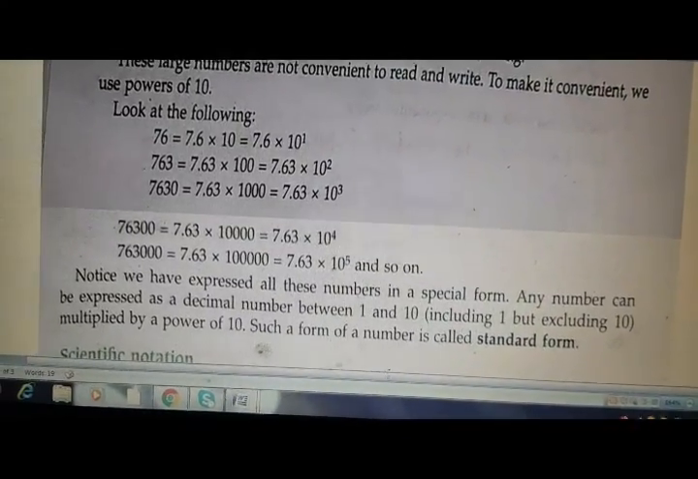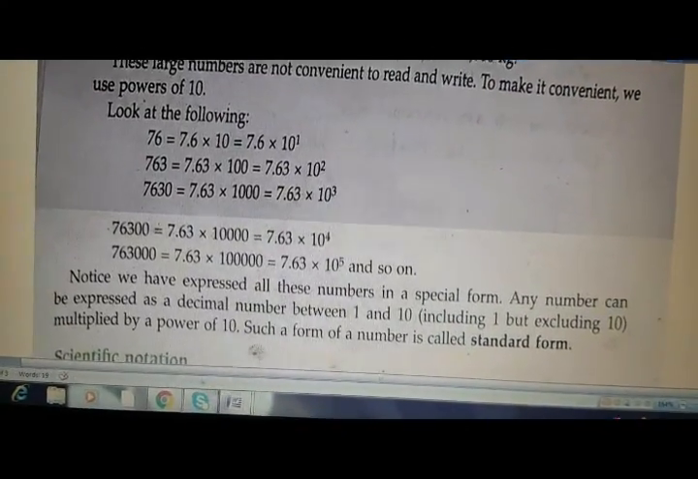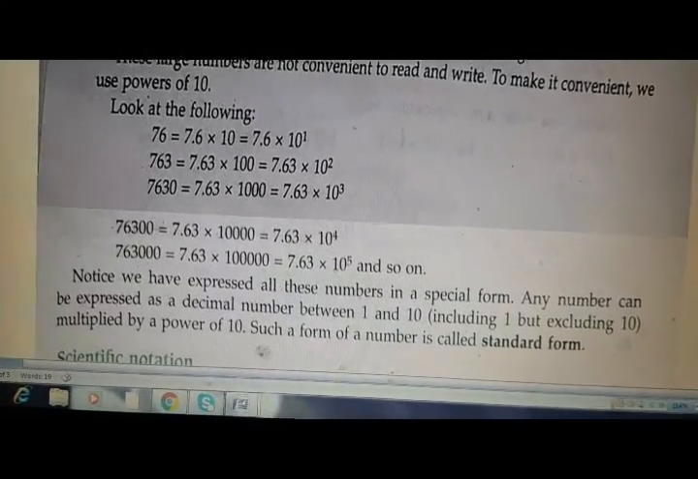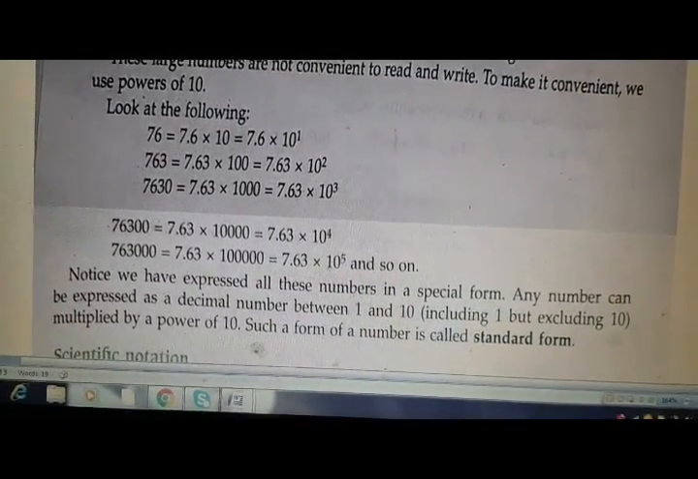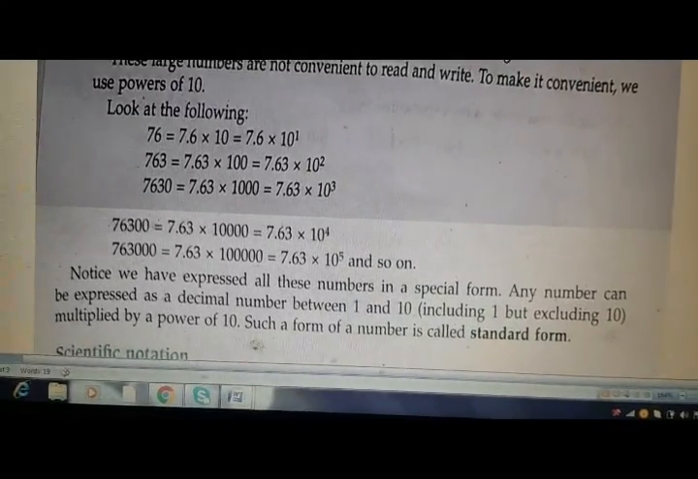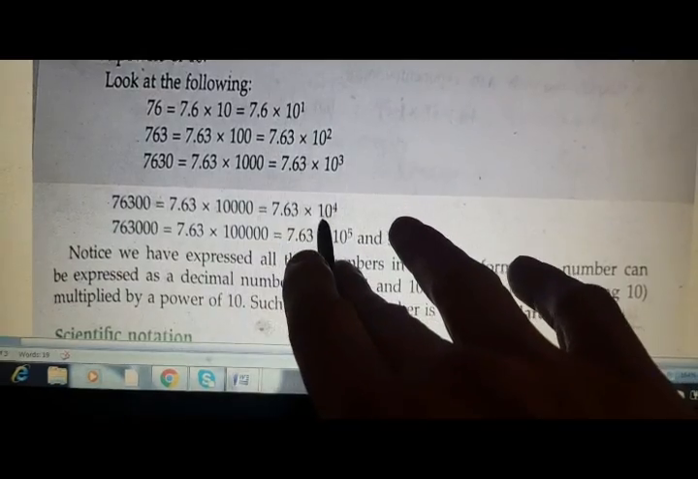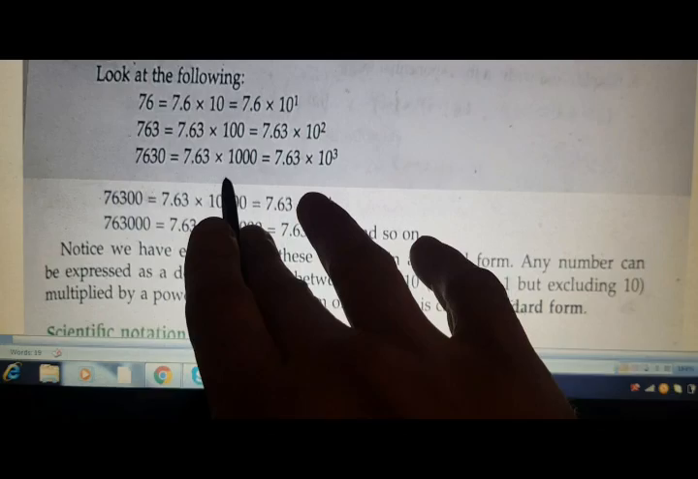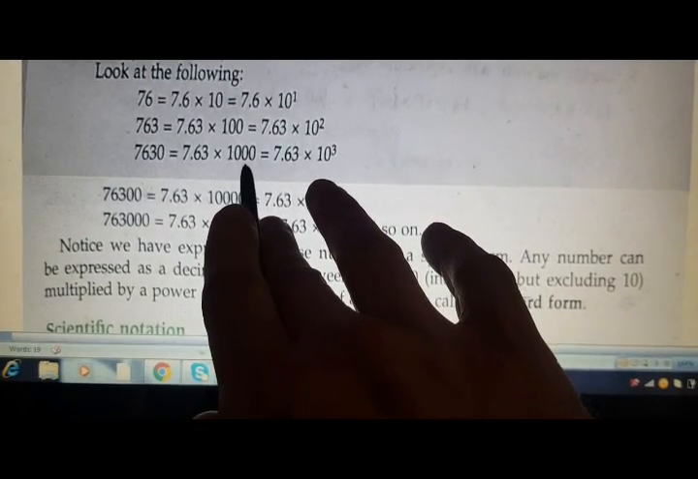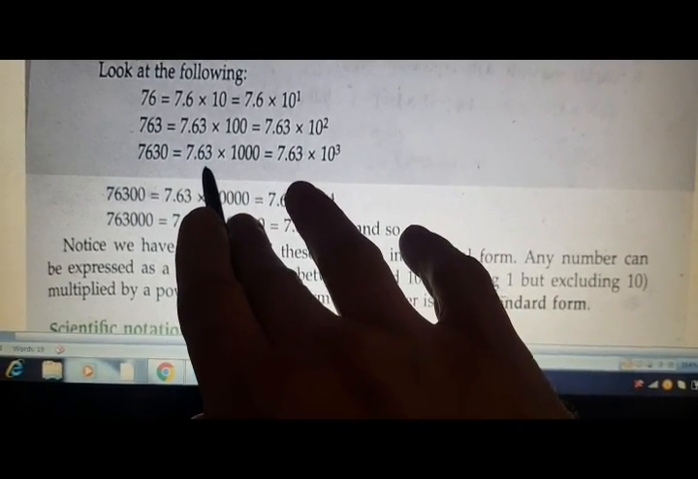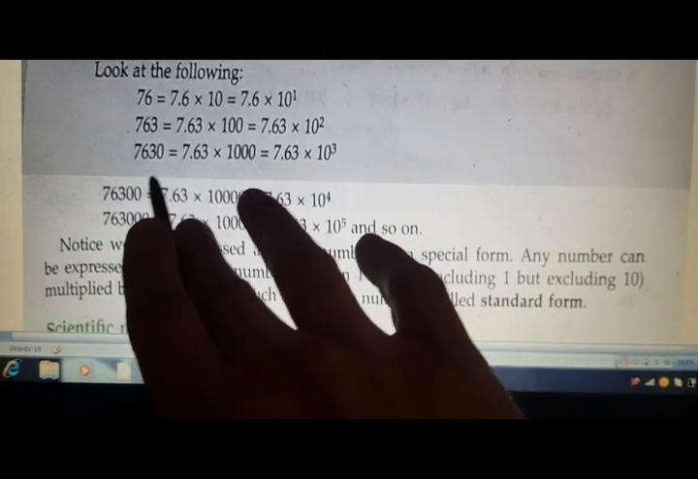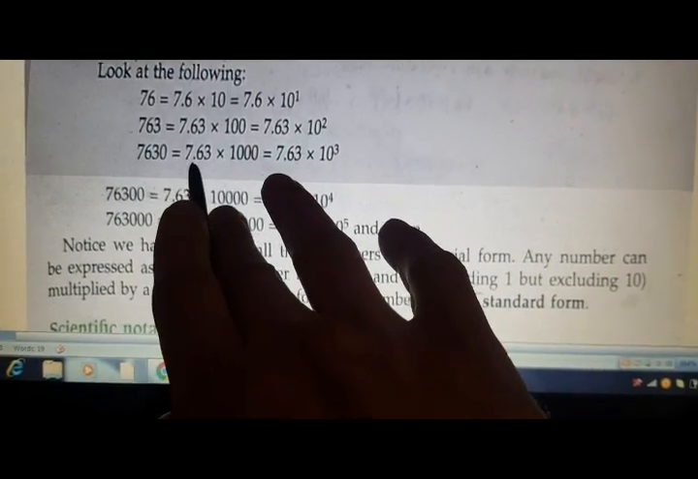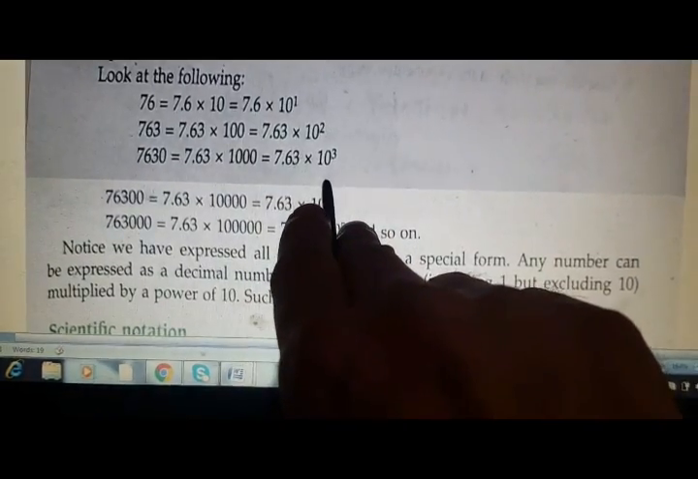Any number can be expressed as a decimal number between 1 and 10, including 1 but excluding 10. We multiply by the power of 10 then. So we are excluding these zeros and adding them as the power of ten. Like here I have 1000, that means 10 to the power 3. If I multiply by 1000, we get 7630. So instead of writing that, we write 7.63 and here 10 to the power 3.